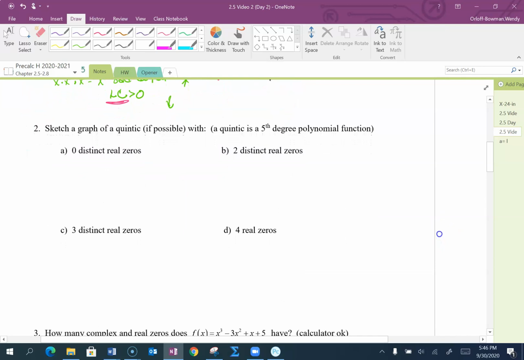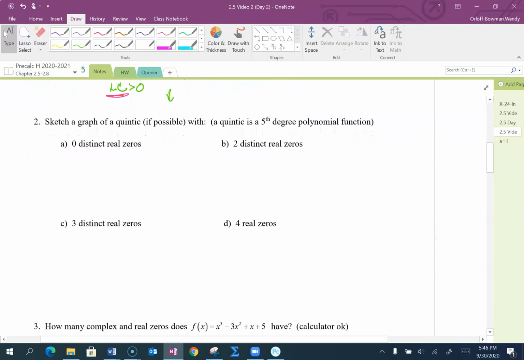Now I really want you to take some time to do the following. Sketch a graph of a quintic, if possible, with the different scenarios. Now these are different scenarios. You're not doing all of them. So you're going to have 4 different scenarios, A, B, C, D. A does not apply to B. All right. A quintic is a 5th degree polynomial. So do what you can do. And then I'll come back and we'll explain this. So once again, please pause the video.